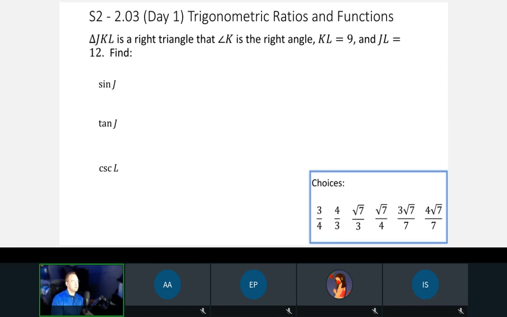All right. Next problem here we have triangle JKL is a right triangle. Angle K is the right angle. Side KL is equal to 9. Side JL is equal to 12. And we want to find the sine of J, the tangent of J, and the cosecant of L. This one's multiple choice, so these are the choices in this box. All right, I'm going to give everybody 3 minutes again. Ready to go.